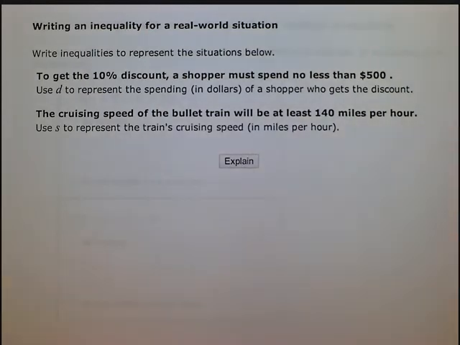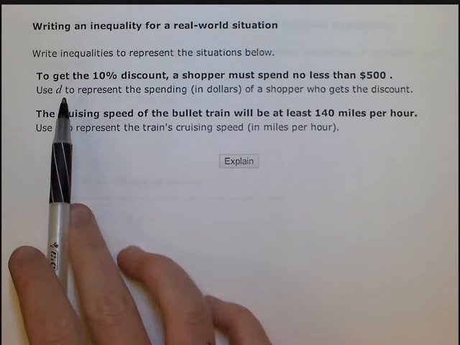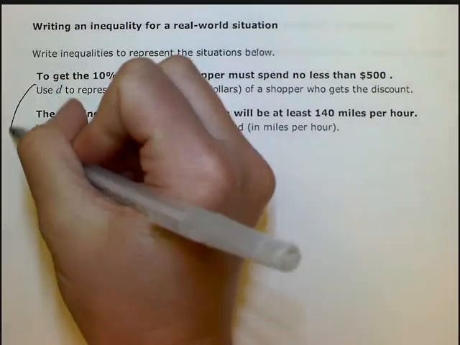Writing an inequality for a real-world situation. Write inequalities to represent the situations below. So there's two situations, and we're just going to think about the first one to start with.